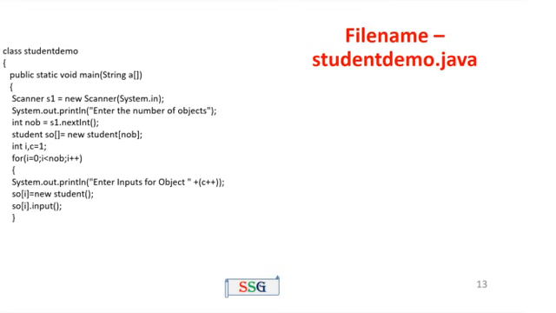For example, if the user input equal to 5, nob equal to 5. User input equal to 3 means nob equal to 3. It creates an array of 3 objects. The next one, int i is mainly used for loop indexing. int c equal to 1 is mainly used for counting of objects only. In the for loop, for i equal to 0, i less than nob, i plus plus. Here the first statement: System.out.println("Enter inputs for object" + c). Plus c means enter the input for object 1.